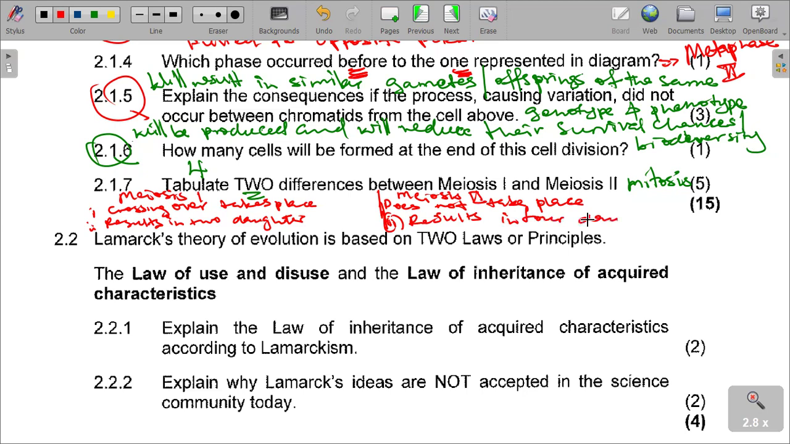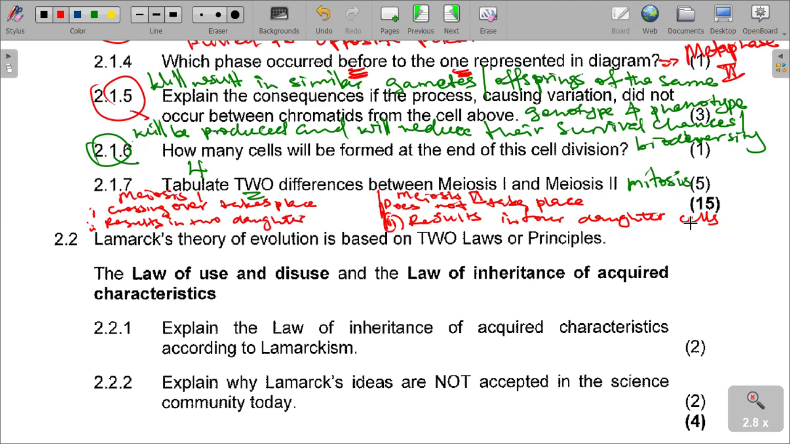Four daughter cells, meiosis II, it results in four daughter cells. We also want to understand that in terms of meiosis one again, homologous chromosomes arrange at the equator in homologous pairs, and then in meiosis II, chromosomes are arranged at the equator in singles.